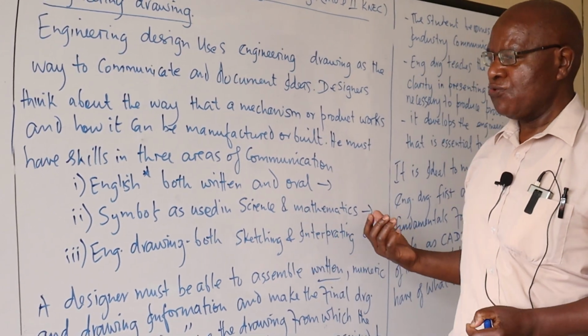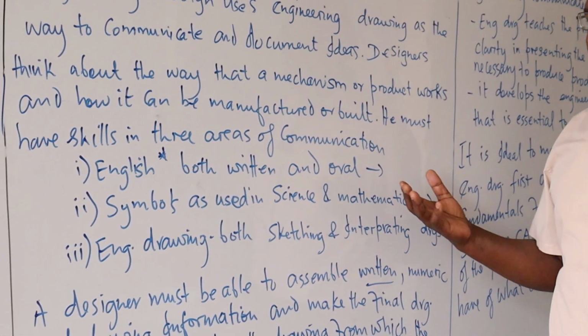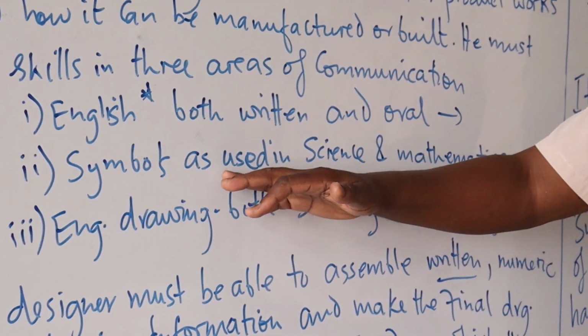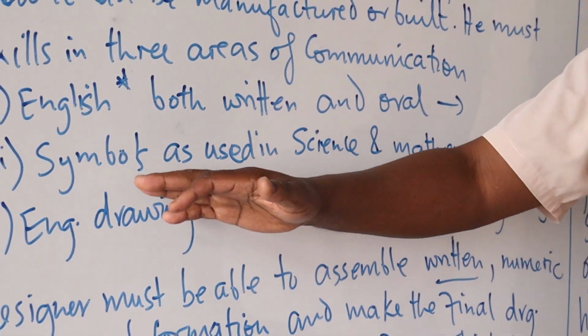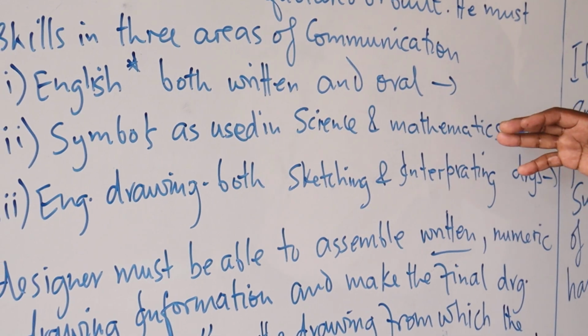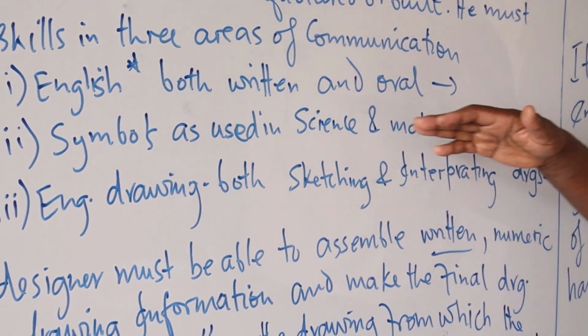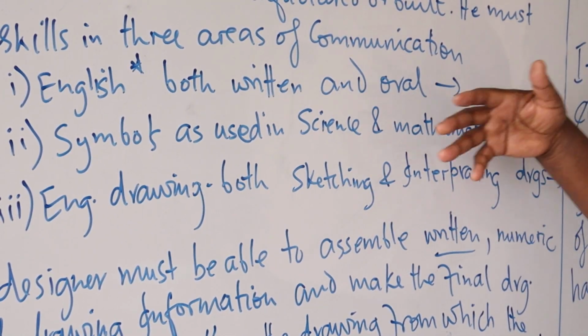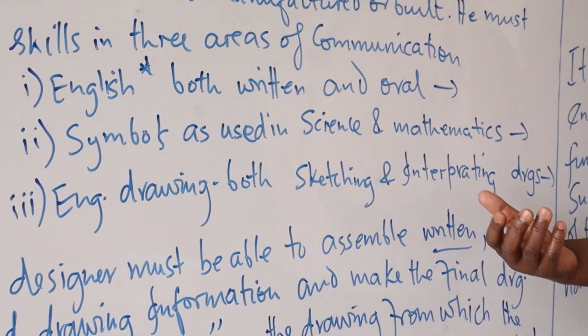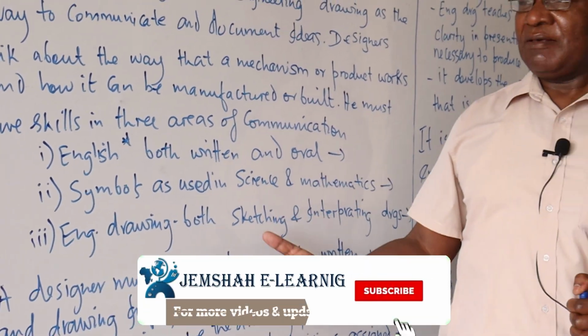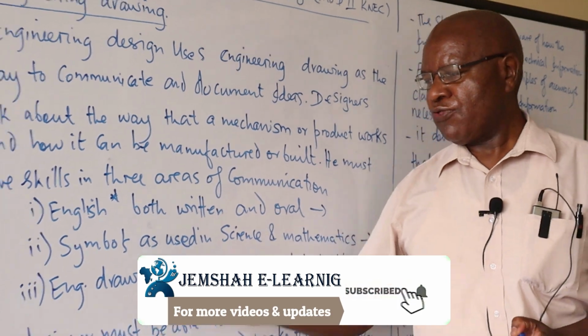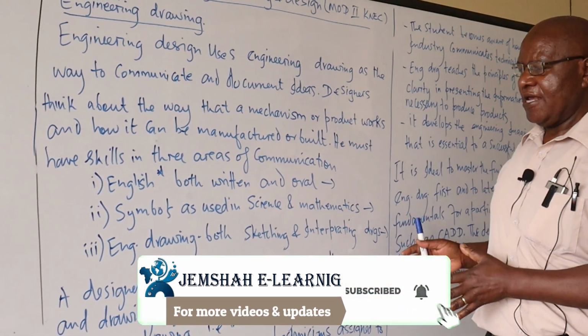purchase them from you. Then, in order to communicate, we need to have symbols, as you need to master the symbols as used in science and mathematics. Now, this is where the standards come in. We need to use the symbols that are understood more or less worldwide. And then you need to master the bit of engineering drawing, both sketching and design.